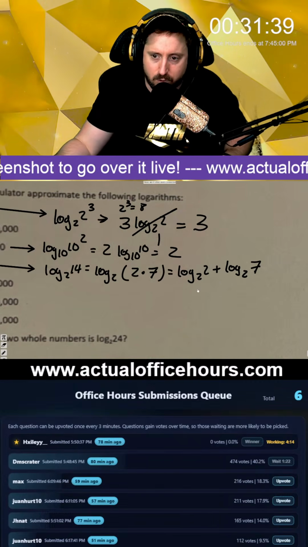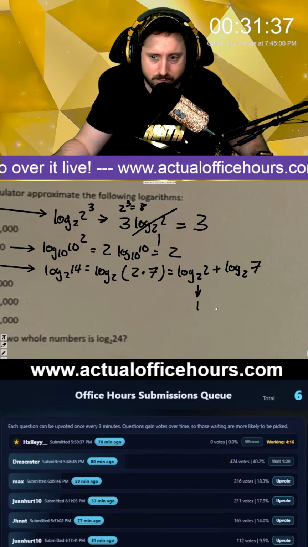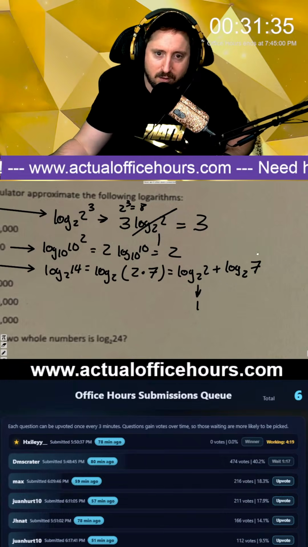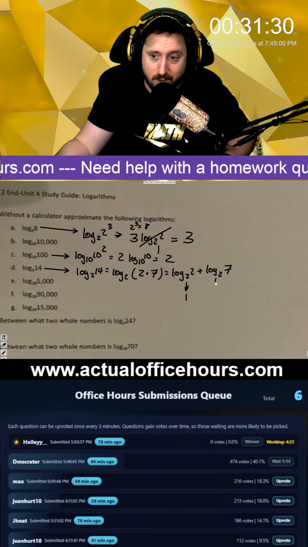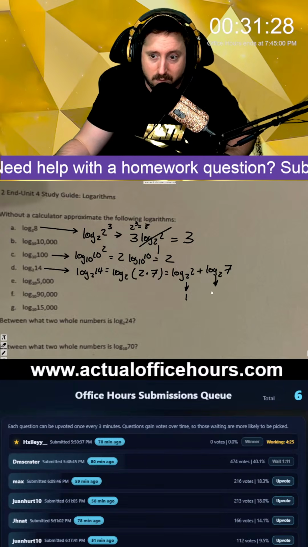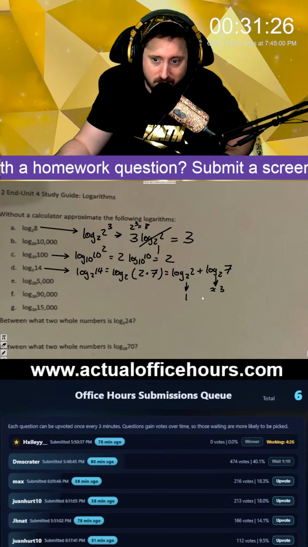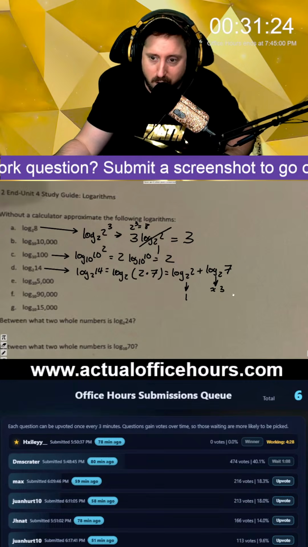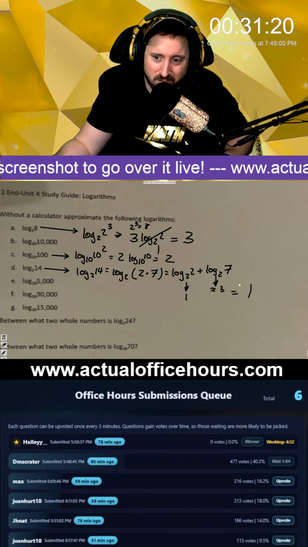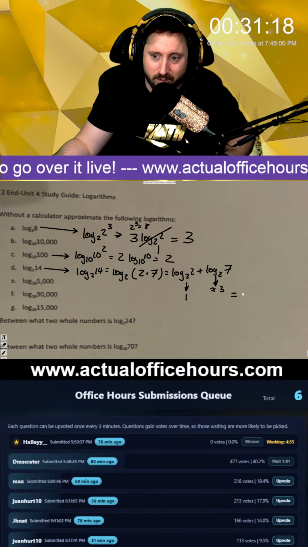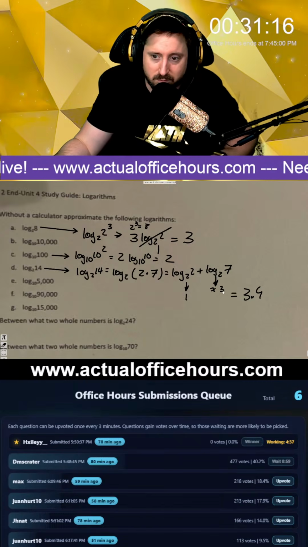I already know what the log base 2 of 2 is. That's just 1. And then log base 2 of 7 looks like log base 2 of 8. So I'd say, okay, cool, this is probably around 3. So the answer is probably equal to 4, or it's a little bit less than 4. Maybe like 3.9 or something.